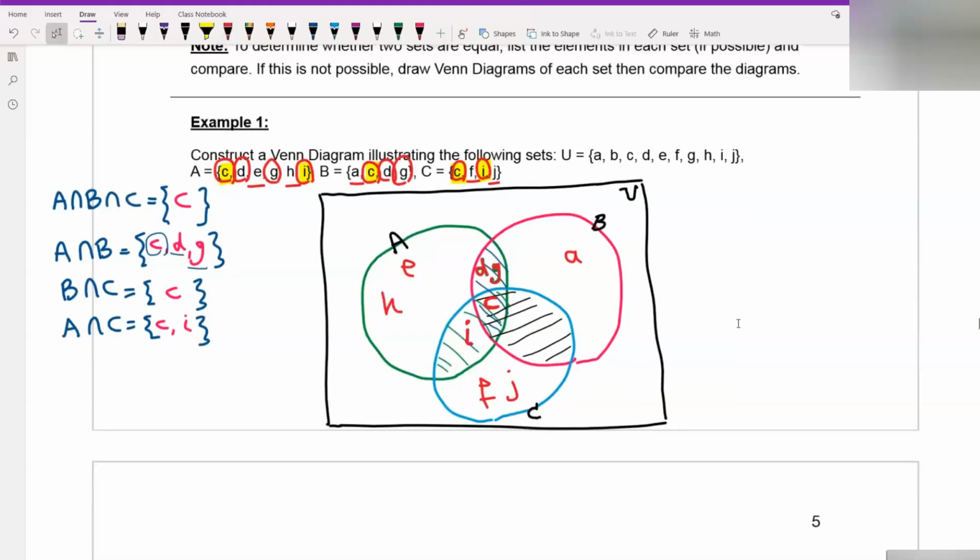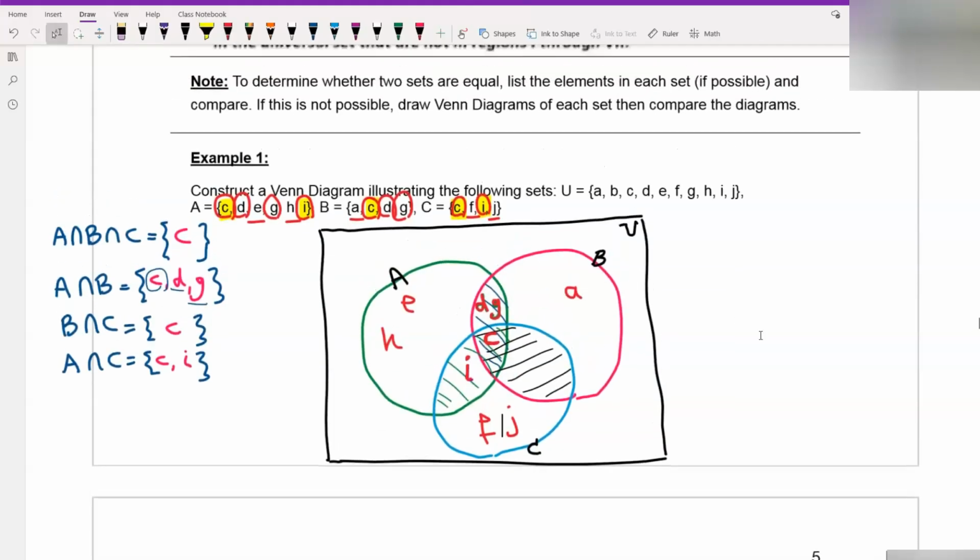It's not done yet, but we also have to find members that are outside these three sets. Do we have any member that is in the universal set, but it's not here? So we have all these, but you don't have that one. So that part is here, outside of these three circles. In this part, we only have B.